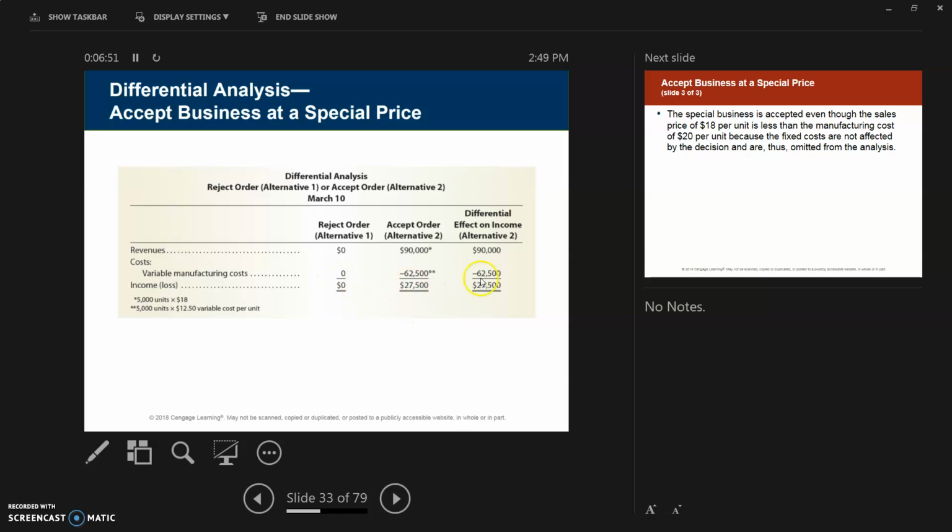So if we compare these two rows, obviously it's showing us that we would still make some money. 27,500 is better than zero, and we have the capacity in our factory to make those basketballs. Let's do it, right? Let's make them. So that one's kind of a no-brainer.